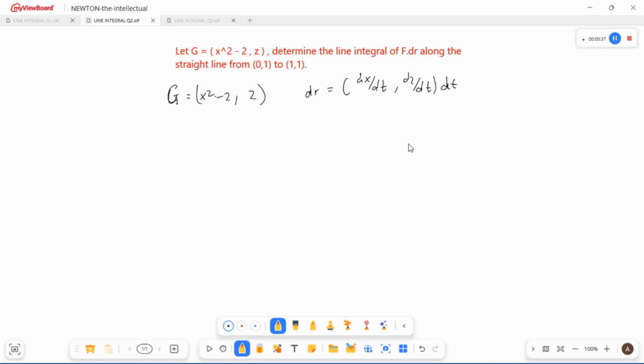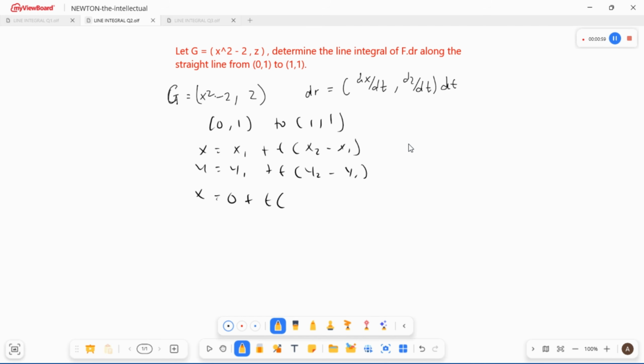Now, basically, we're going to follow the same exact process. Now we have our points 0, 1 to 1, 1. Don't forget our x is equal to x1 plus t multiplied by x2 minus x1, and our y is equal to y1 plus t multiplied by y2 minus y1. Very, very simple. So x is equal to 0 plus t times 1 minus 0, and our y is equal to 1 plus t multiplied by 1 minus 1. So then our x is equal to 0 plus t, which is equal to t, and our y is equal to 1 plus 0, which is equal to 1.